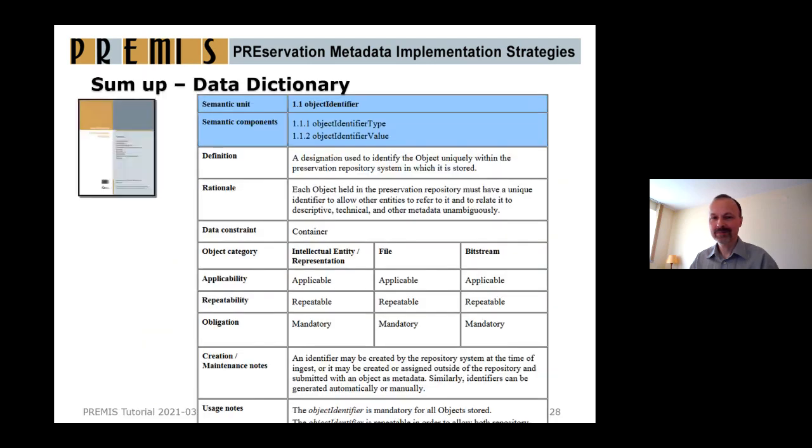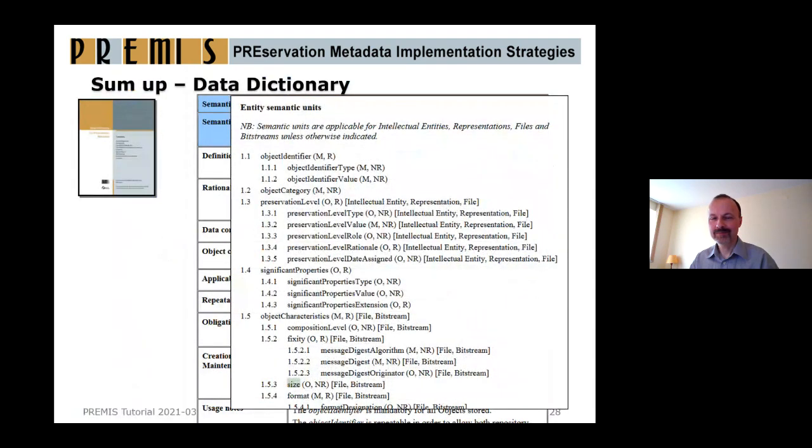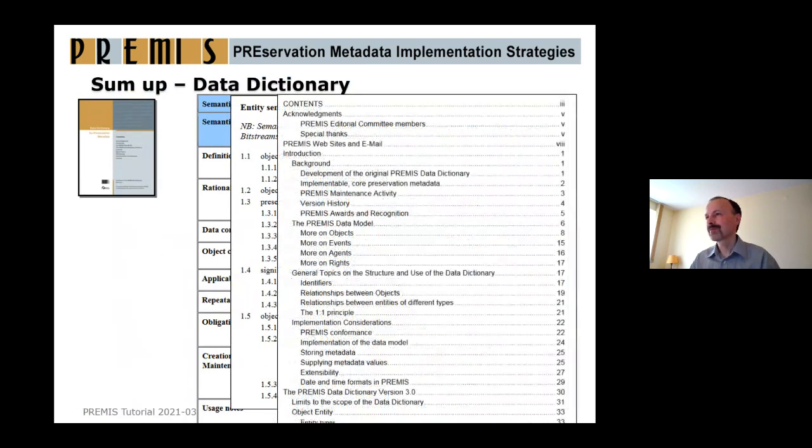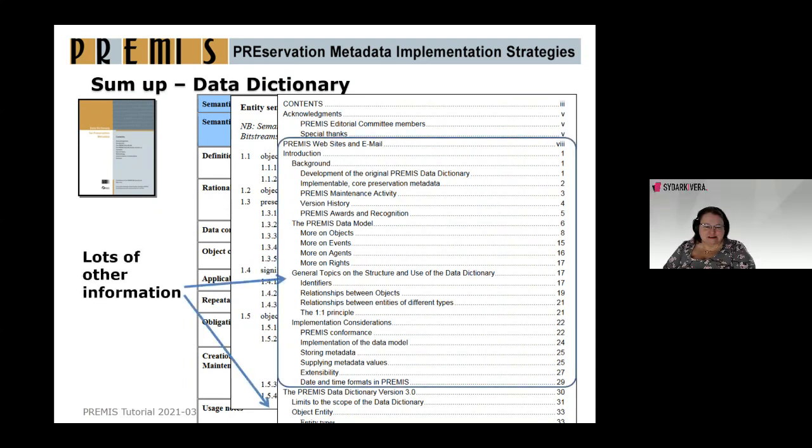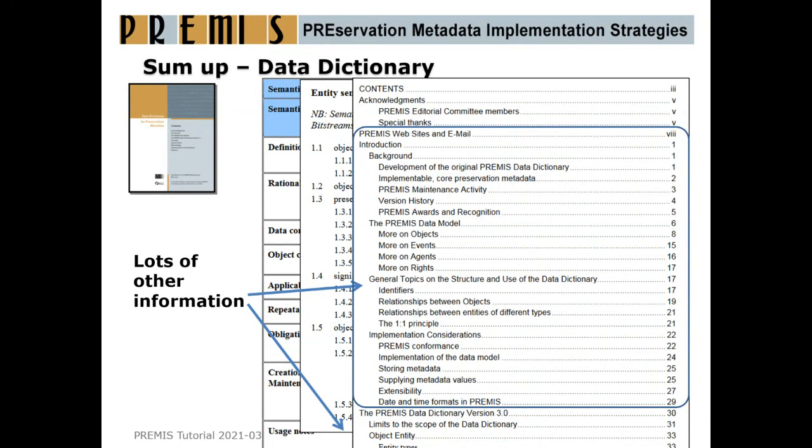But some repetition. You have the data dictionary, but you need to remember we have only seen the semantic units today. There is more content in the data dictionary. There are a lot of things to read. If you print the whole one, it's more than 200 pages. So it's more than just the semantic units to give you the extra you need to be starting to have those discussions we have been saying that you need to have.